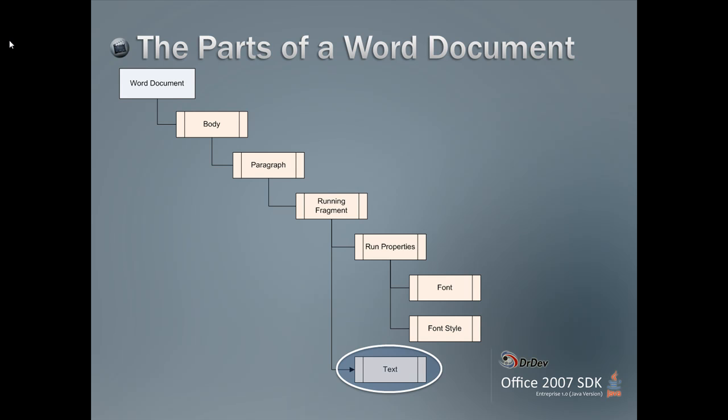To change the font, style, spacing, etc. for the text, a new running fragment must be created and the new run properties set. All text added to this running fragment will be formatted by the new running fragment's properties. We are now going to show you how this is done in Java code to create a Word document.